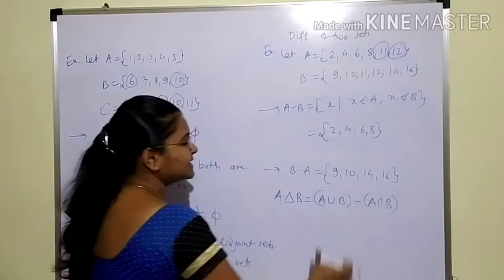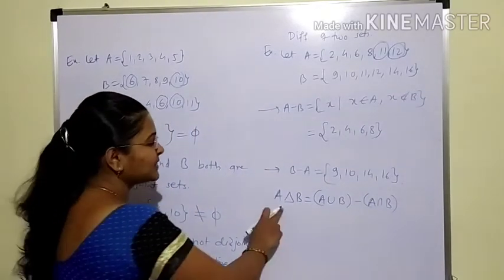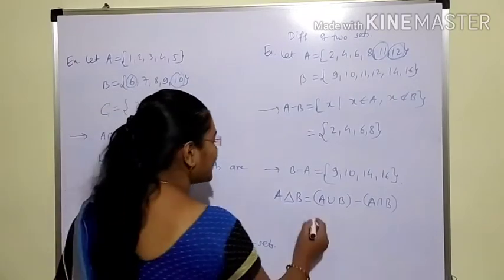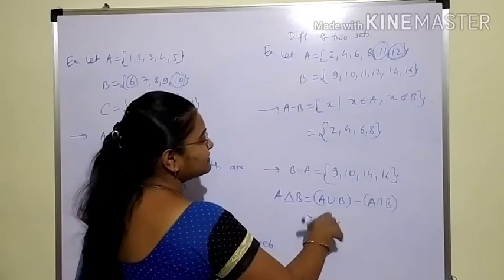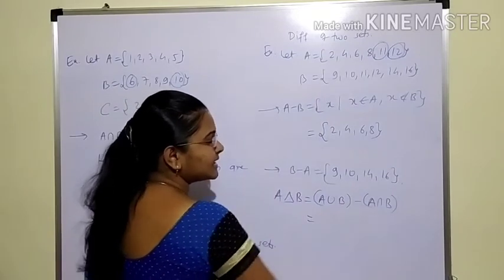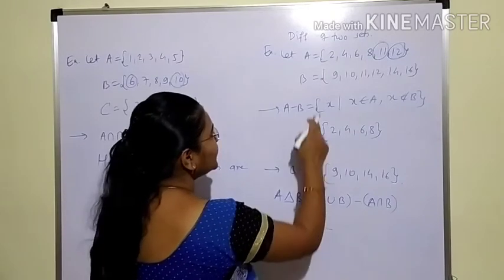That means it is the difference of union and intersection of any two sets. That is the symmetric difference of two sets. Now students, A union B, from the union of two sets we will subtract the intersection of two sets. Now what is the union?